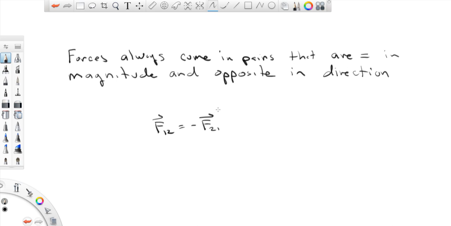A lot of times mathematically you'll see it written like this. Any sort of force we'll call F1,2. There's another force which is equal to it that we're going to call F2,1, and they are in opposite directions.